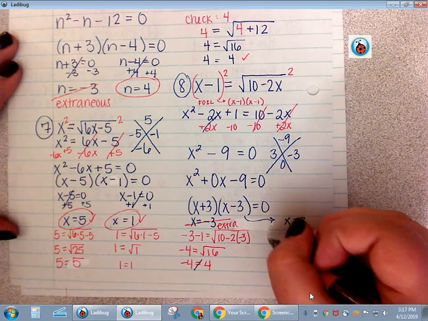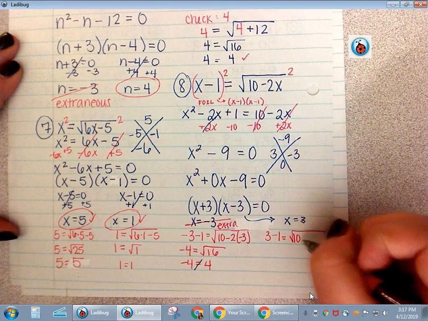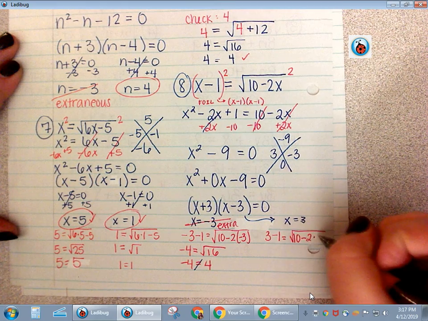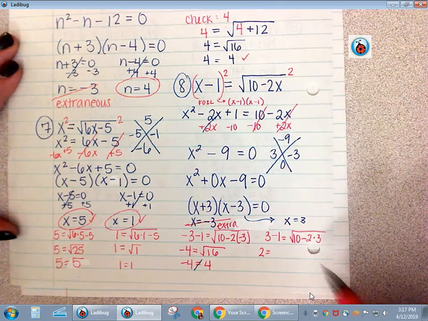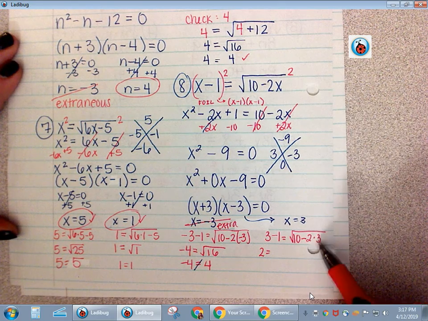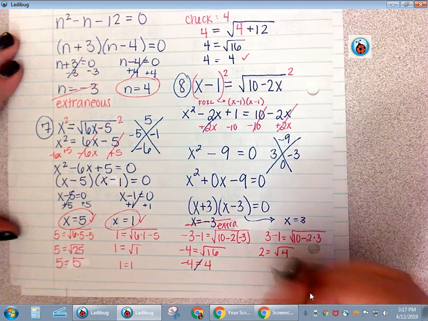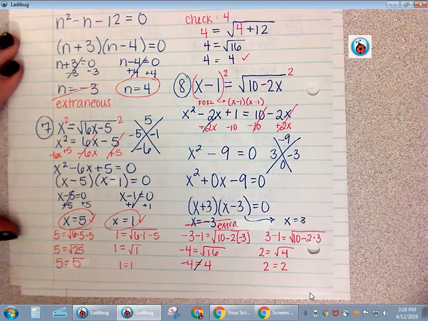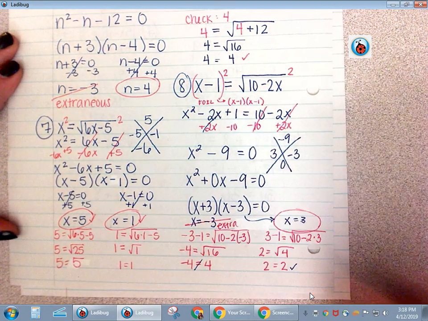Let's check our 3. 3 minus 1 equals the square root of 10 minus 2 times 3. 3 minus 1 is 2. 10 minus 2 times 3. 2 times 3 is 6. So 10 minus 6 is 4. And that one does work. So we have this solution here, x equals 3.